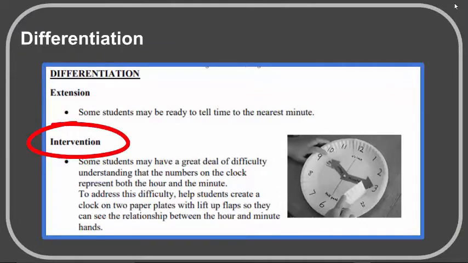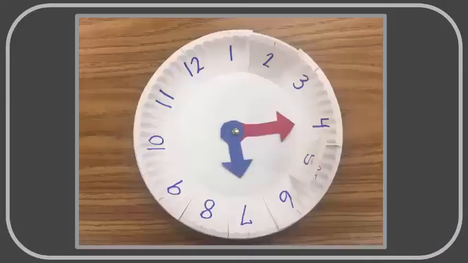As students begin to work more independently and without concrete models, some students may have difficulty understanding that the numbers on the clock represent both the hour and the minute hand. To address this difficulty, students can create a clock with 2 paper plates, with lift-up flaps so they can see the relationship between the hour and minute hands.